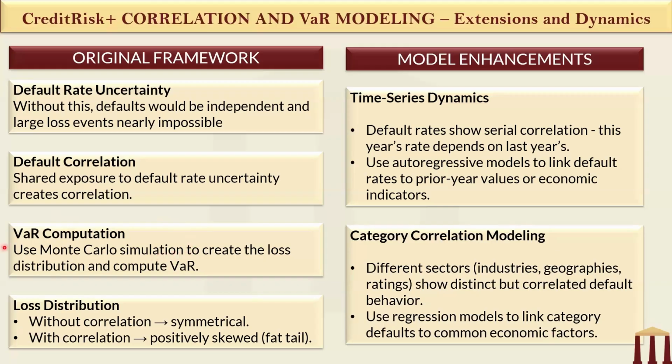Fine. So to summarize, CreditRisk+ models correlation through uncertainty in default rates. And it produces a realistic skewed loss distribution to compute VaR. And by adding time series and category level modeling, we can make CreditRisk+ responsive to economic cycles. You can say this will bridge the gap between actuarial simplicity and modern credit analytics.